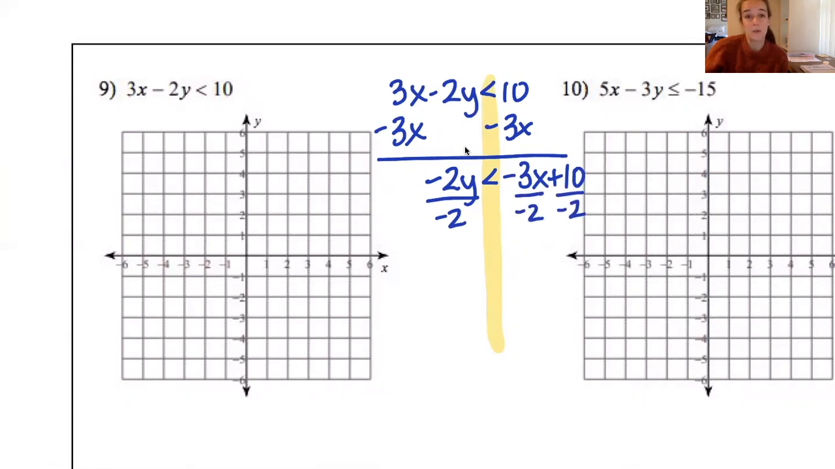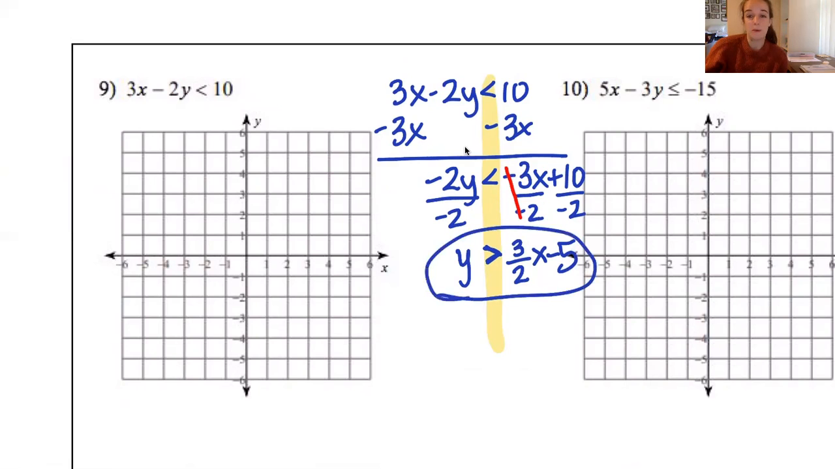Remember that when I divide or multiply by a negative number, like this negative 2, I need to switch the sign. So since it was less than, now it's going to be greater than. So I have y is greater than negative 3 over negative 2. I'll leave as a fraction, but I'm going to get rid of those negatives since they cancel each other out. So negative 3 over 2 x, and then positive 10 divided by negative 2 would be negative 5. So now that it's in slope-intercept form, now I'm able to graph it.